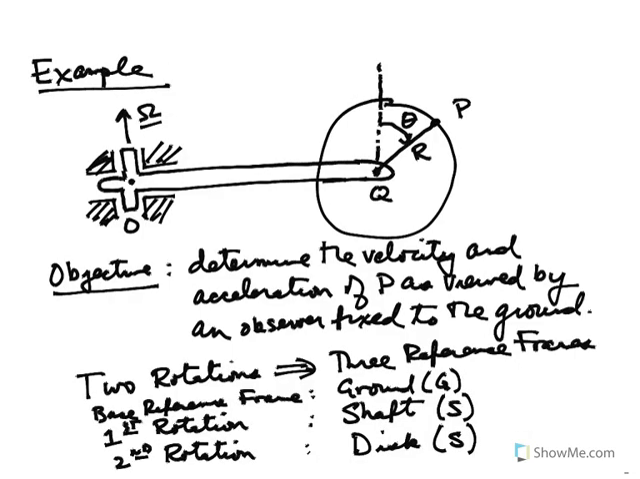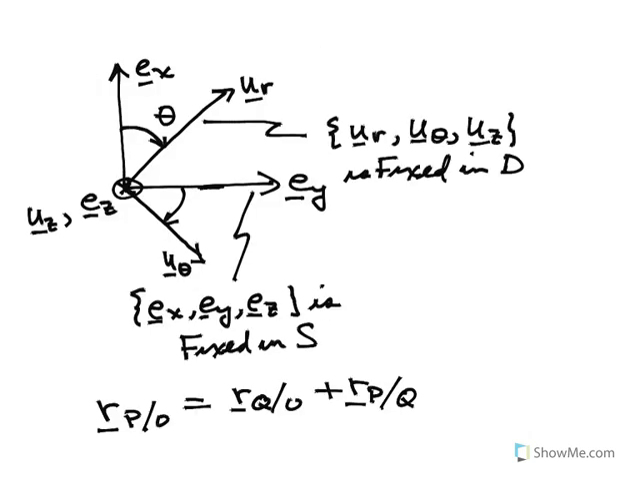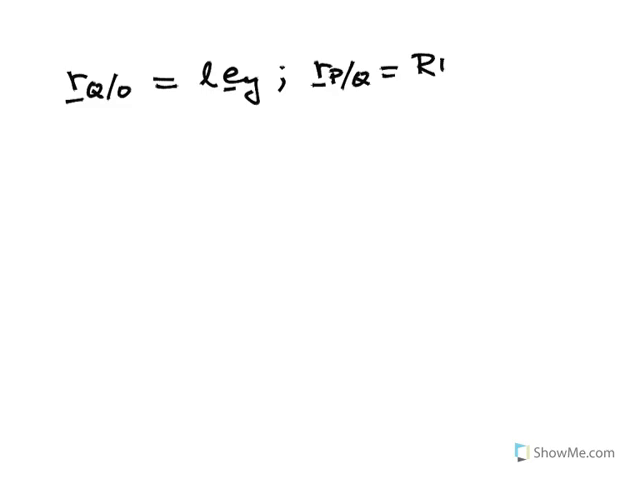Now, let's suppose that I label the distance from O to Q, just to make this complete. I'm going to call that distance L. Then you can see that the position of Q relative to O is equal to L times EY, and the position of P relative to Q is equal to R times UR, which gives me that the position of P relative to O is equal to L EY plus R UR.